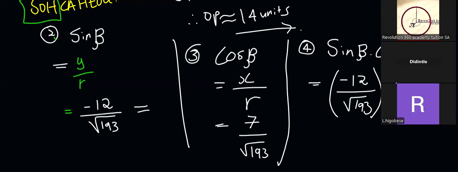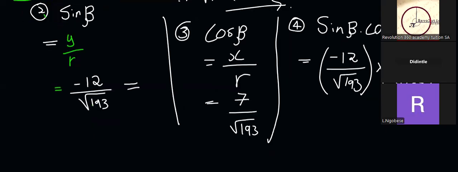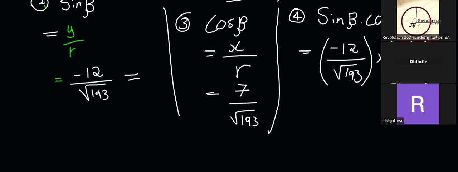Since they say without the use of a calculator, let me do it aside on the script with a pencil. Square root of 193 times square root of 193 gives you the square root of 193 all squared. The square root cancels the 2, and you are left with 193 on the denominator.